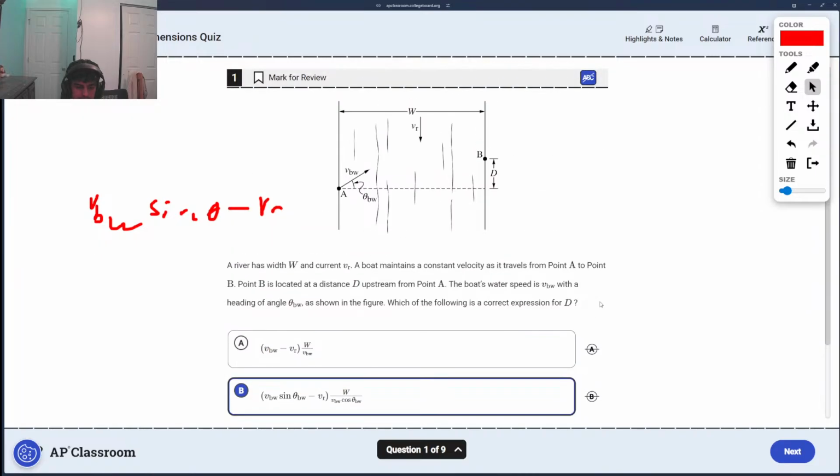It's just B, right? And then why do you multiply the width over the x component? This height. Okay, yeah, that makes sense. Right?